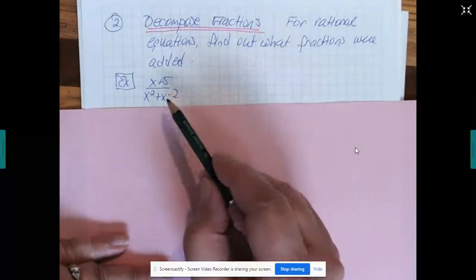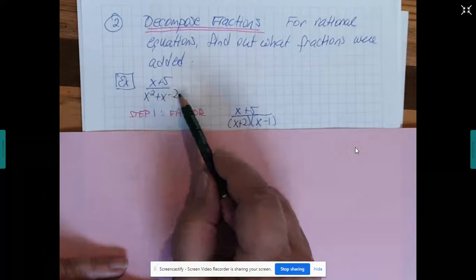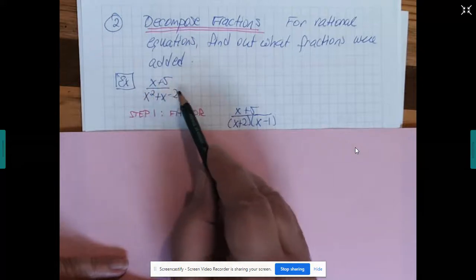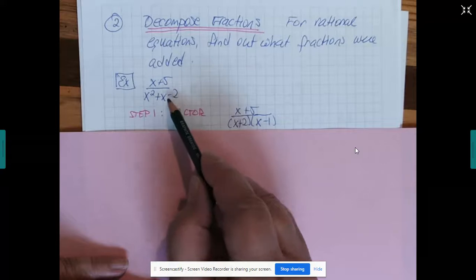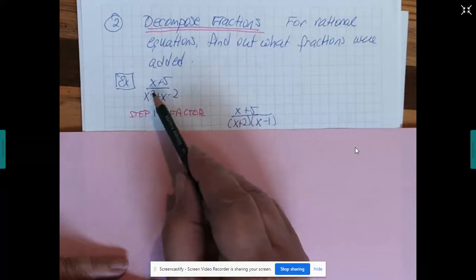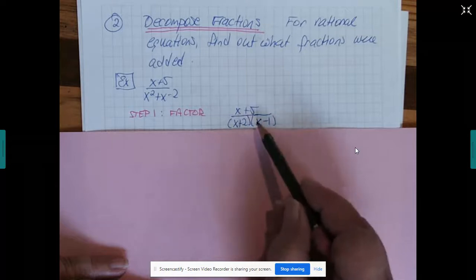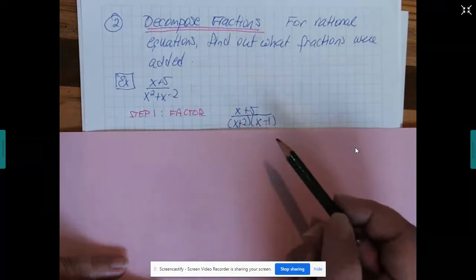What you want to try to do, step one, is to factor the denominator. Okay, you don't really worry about the numerator. What you want is to factor the denominator. So again, this is a quadratic. Hope you can factor a quadratic. Okay, now we have two linear terms here.